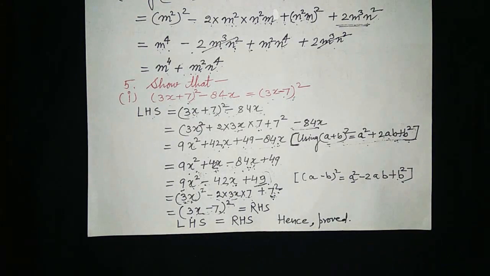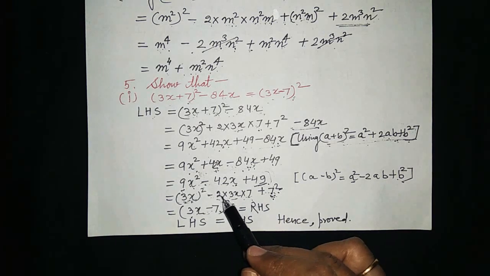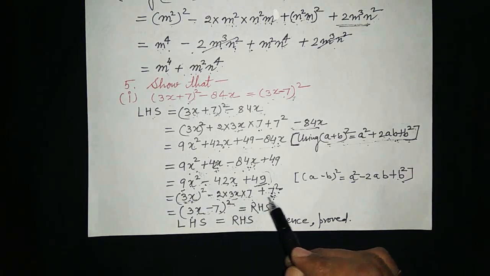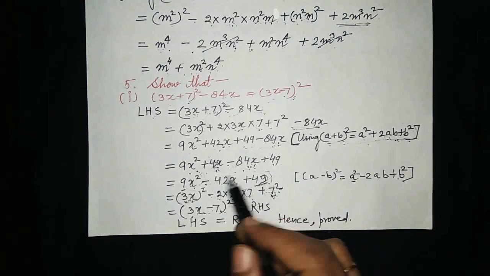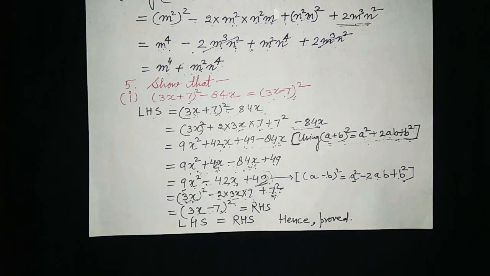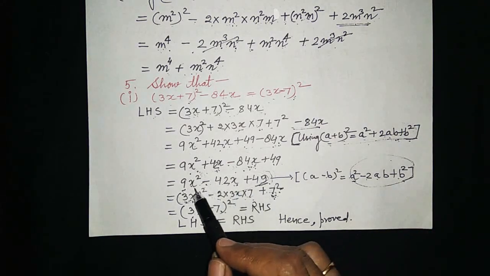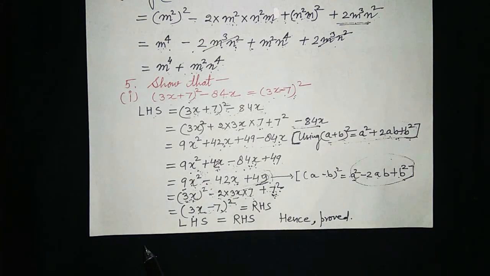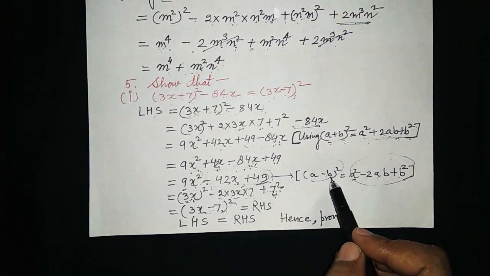Now here b is 7, and both a and b we know now. So here 2 into 3x, that is 2ab. For a we will write 3x, for b we will write 7. Now we can see this expression is like the identity (a - b) whole square is equal to a square minus 2ab plus b square. They both are the same. Now we will write this in the form of (a - b) whole square.